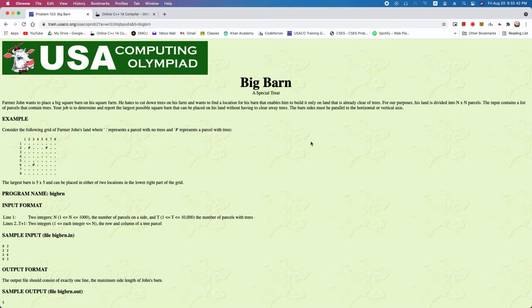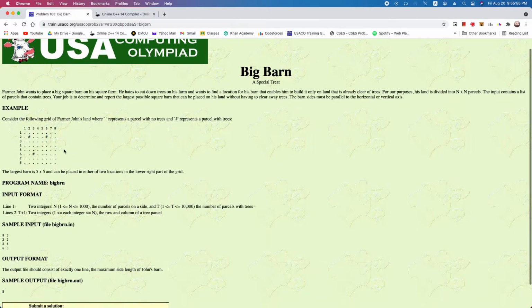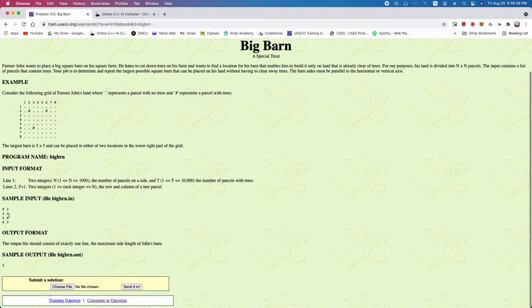In this video, I'll be talking about the problem Big Barn. So in this problem, we're basically required to find the largest square in this chart that doesn't contain any of these trees. So for example, here you can choose something like starting at this point all the way to this, or something like that. So here we'll use dynamic programming to solve this problem.